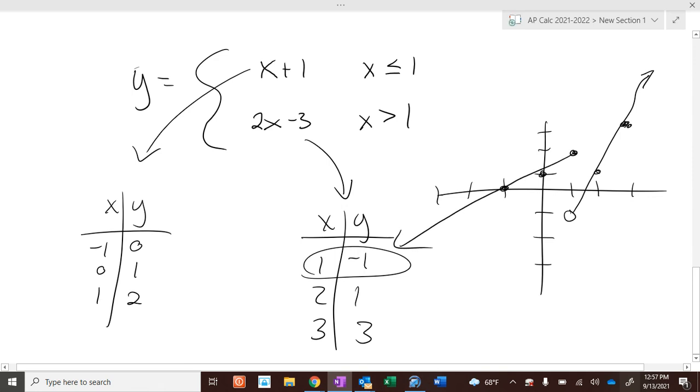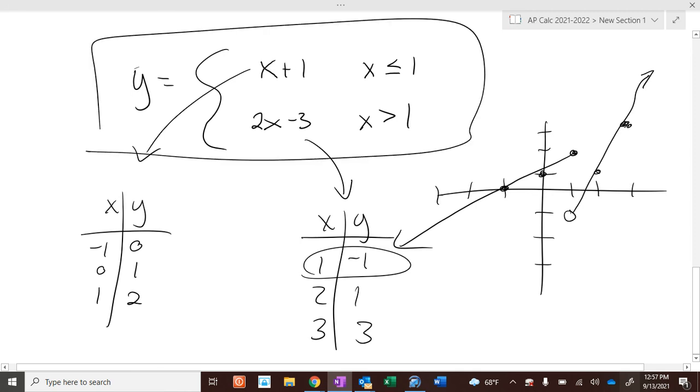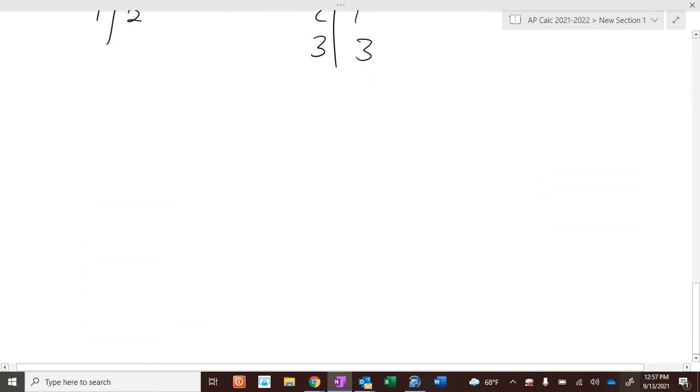What type of discontinuity is this piecewise function? It's a jump discontinuity. Now, sometimes on these piecewise functions, they'll overlap each other.